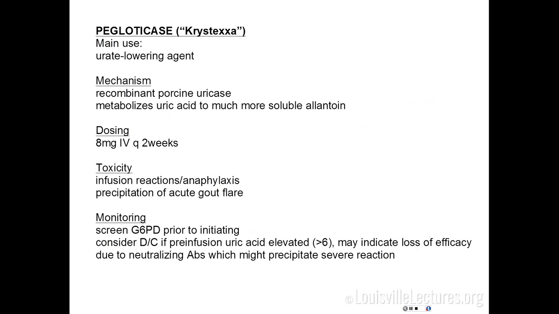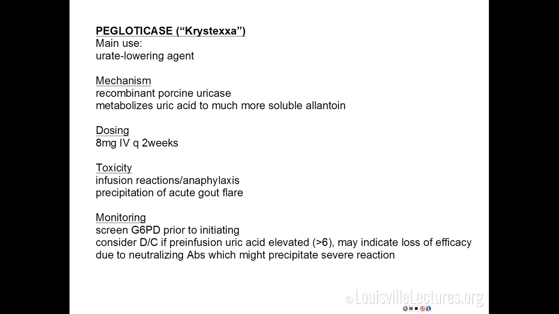We already mentioned Krystexxa, pegloticase, briefly. Urate lowering agent, recombinant porcine uricase. It's an IV infusion, mainly infusion reactions, and precipitating a gout flare are the biggies. Generally, you don't give this if they have any kind of cardiac toxicities because of the high risk of infusion reactions. So it's in the patients who need this most that you can't give it, because it's typically the 70-year-old VA guy with bad kidneys and 6 stents who's got tophaceous gout. He can't get this drug because he's got too many comorbidities.